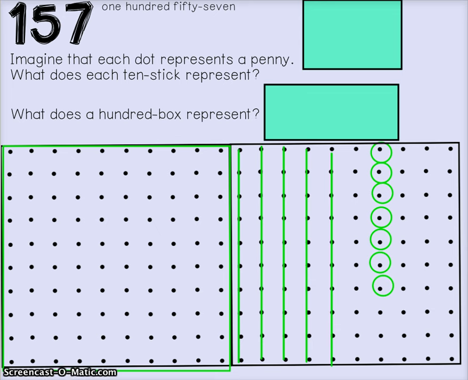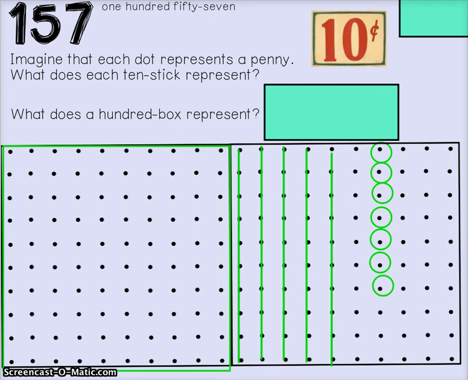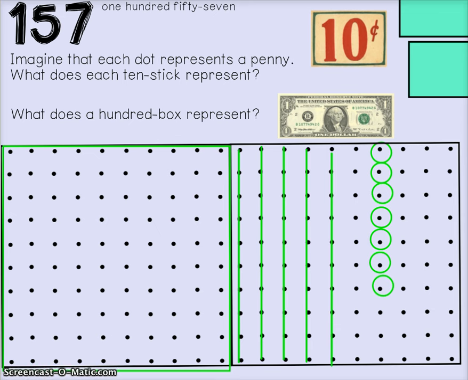Imagine that each dot represents a penny. If each dot was a penny, then what would a 10 stick represent? Well, a 10 stick would represent 10 cents. But what does a 100 box represent then? Is there 100 cents? Is there a better way to say 100 cents? What do you think, Miss Hultgren? I don't know, Miss Anderson. I'm trying to think of the largest place value that we could say for 100 pennies. Let's take a look. Oh, $1. $1 has 100 pennies.